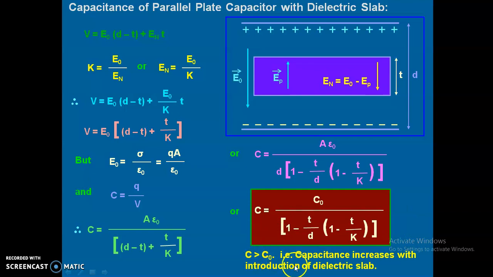C is greater than C naught, that is, capacitance increases with the introduction of a dielectric slab. Of course, we can see C is greater than C naught. After introducing the dielectric slab, we find that capacitance increases.